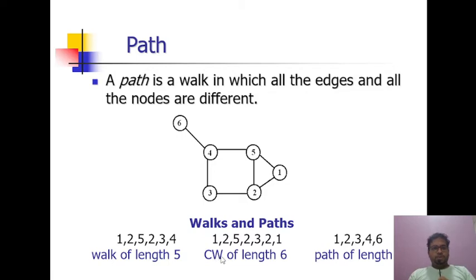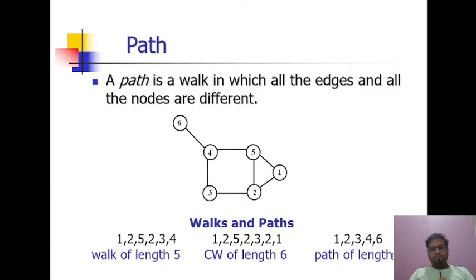Now what is a closed walk? A closed walk is when I start the journey from point 1 and end the journey at point 1 only. So suppose from 1 to 2, 2 to 5, then again 2, then 3, then again came to 2, then again 1. What is this? This is the closed walk. Okay, so you started the journey and you are ending the journey at the same point. So this is the closed walk.